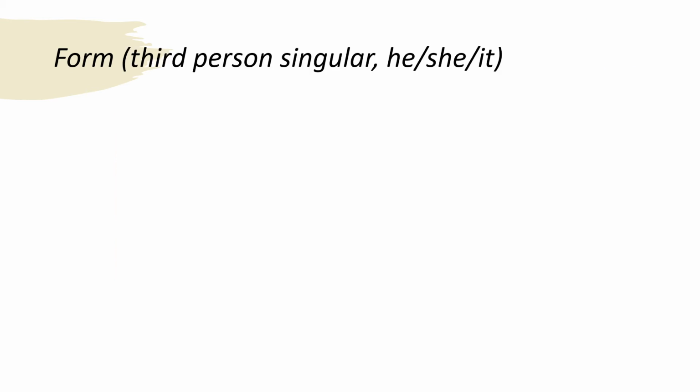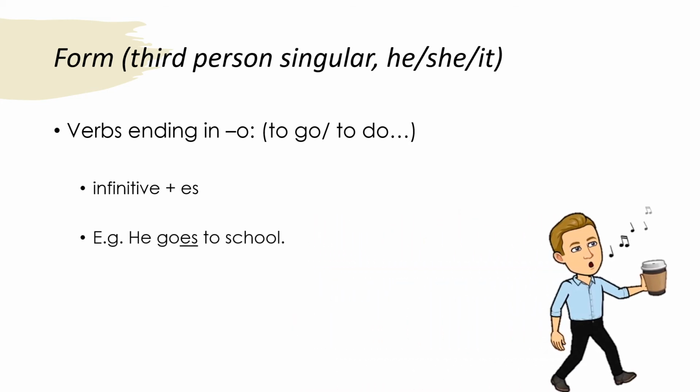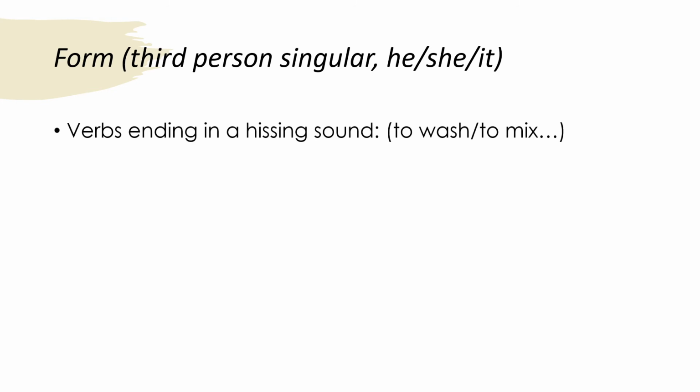Now there are some extra exceptions on the third person singular. 3 to be exact. The first one are verbs ending on o, like to go or to do. Here we have to add an es to the infinitive. For example, he goes to school. The second exception are verbs ending on a hissing sound. Examples are to wash or to mix. Once again, we add an es to the infinitive of the verb.